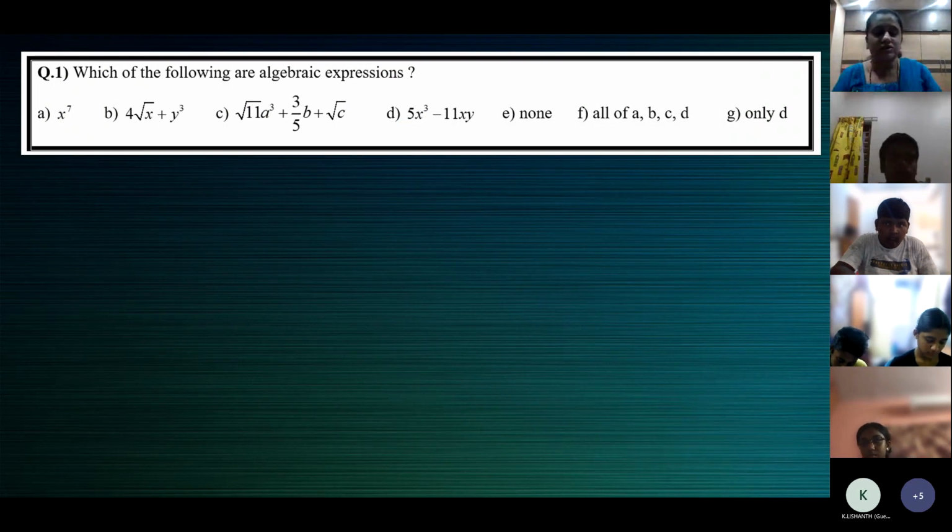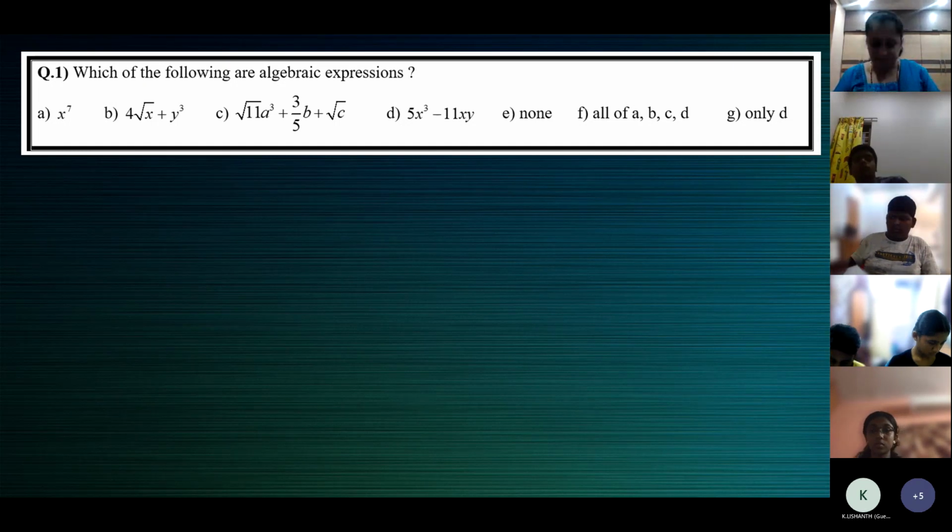Yes, take down this question. Which of the following are algebraic expressions?